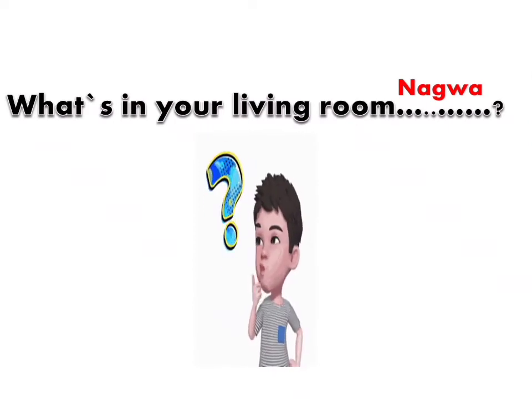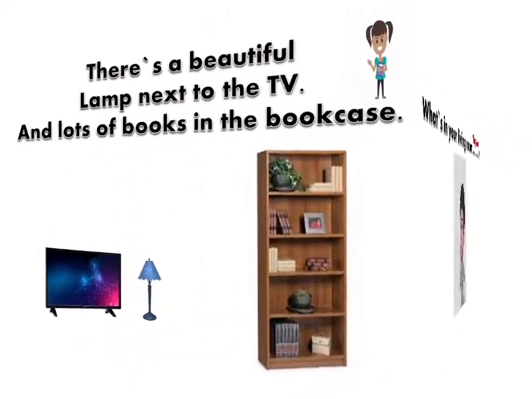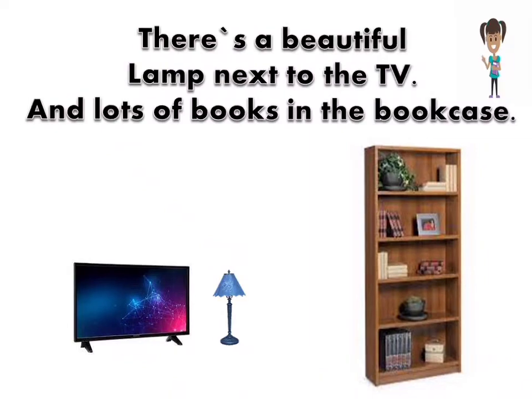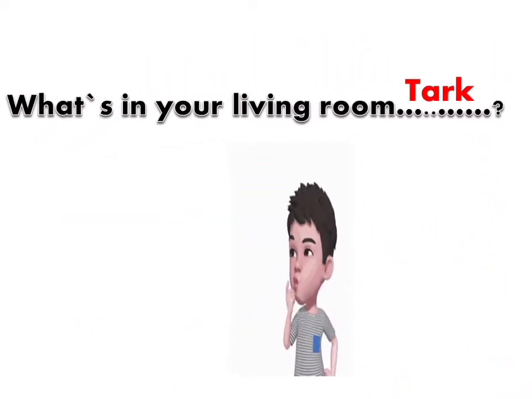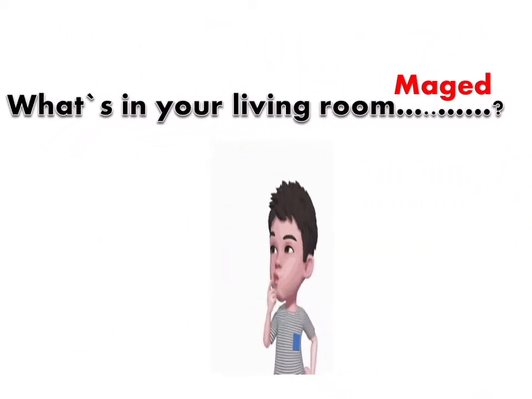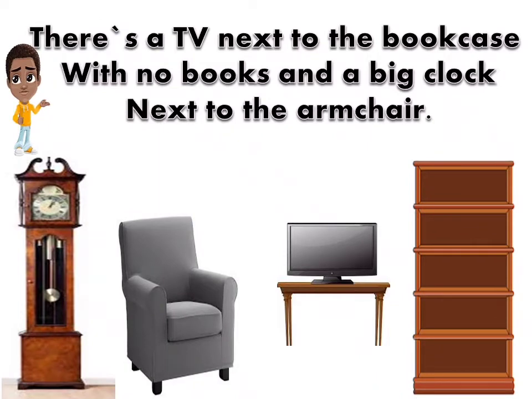What's in your living room, Nagua? There's a beautiful lamp next to the TV and lots of books on the bookcase. What's in your living room, Tariq? There's a big armchair for my dad, across from a cupboard, and a lamp on the table. What's in your living room, Mergid? There's a TV next to a bookcase with no books, and a big clock next to the armchair.